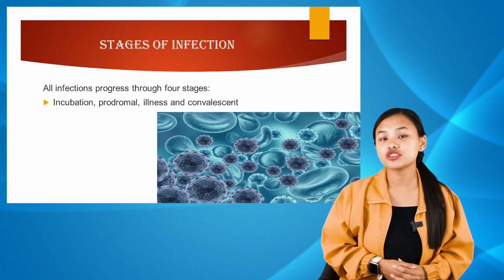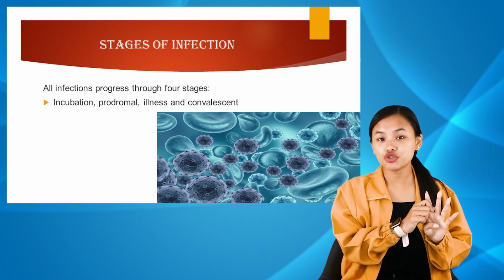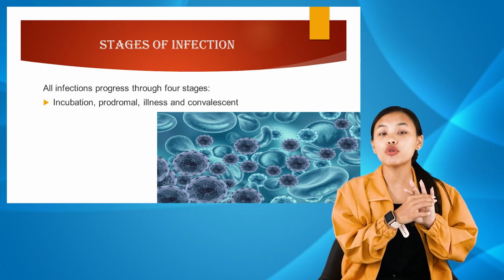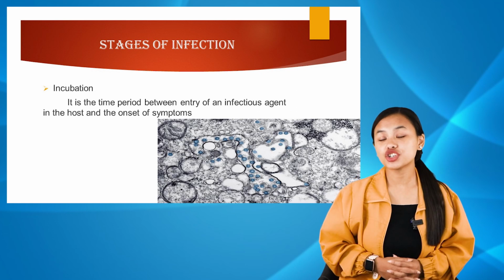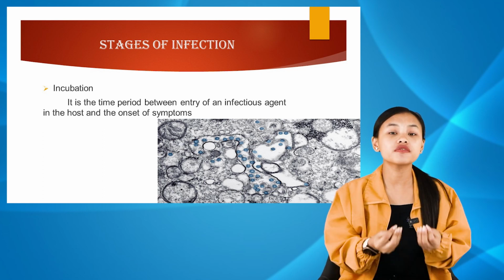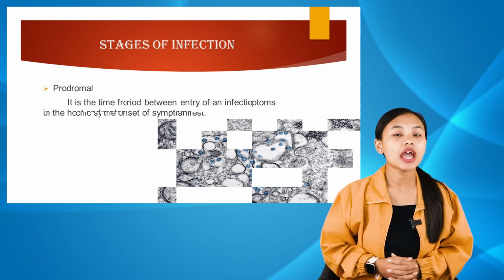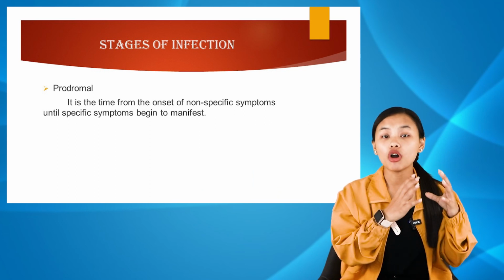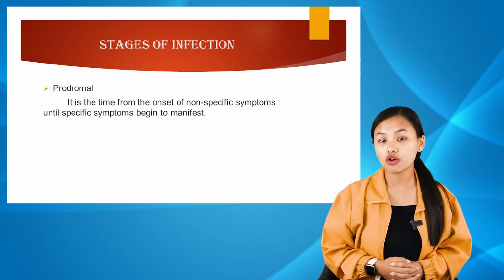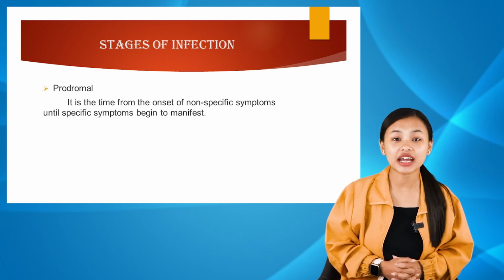However, all infections progress through four stages. The first one is the incubation, the second is the prodromal, the third is the illness, and the fourth is the convalescent. So what is incubation? Incubation is the period between the time of entry of these microorganisms into the host and the onset of symptoms. And prodromal is the time when the non-specific symptoms begin to manifest. And it is also during this stage that the client becomes infectious to others as well.